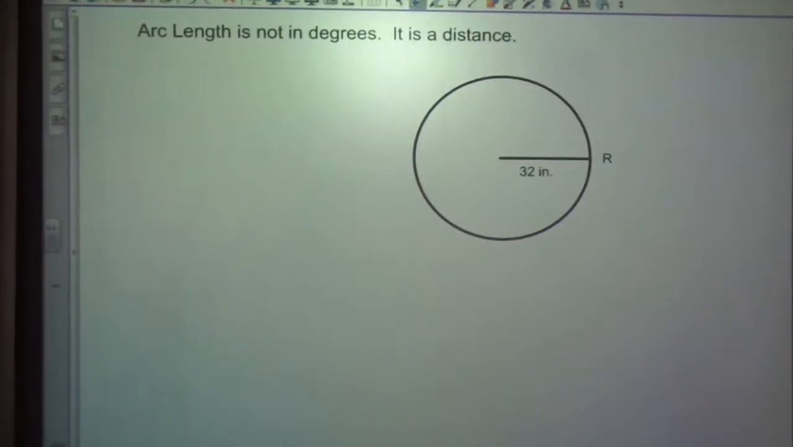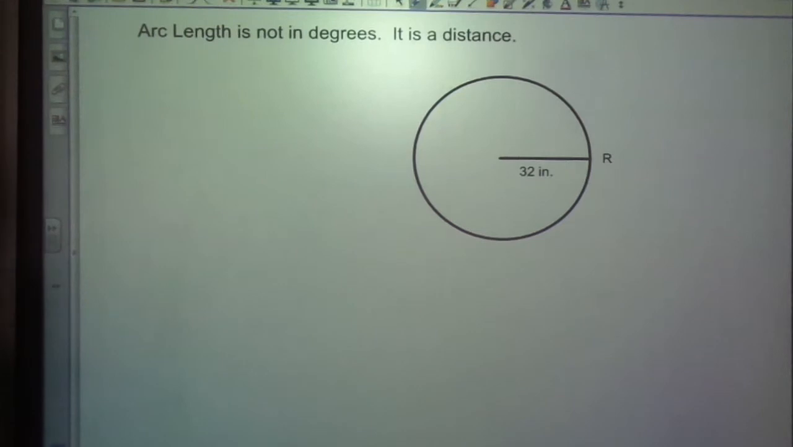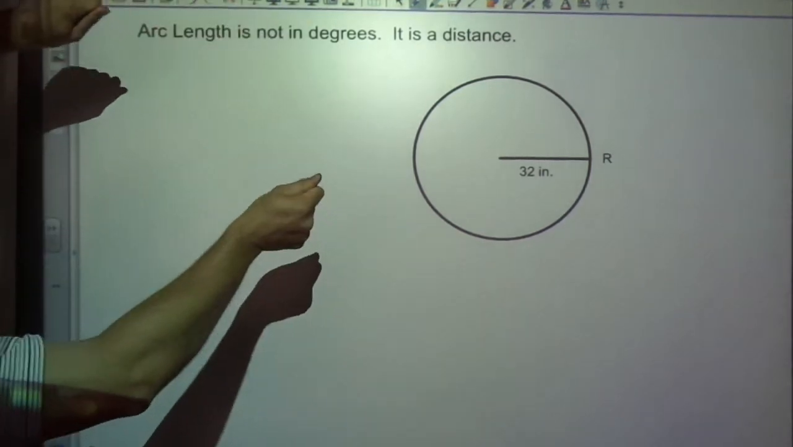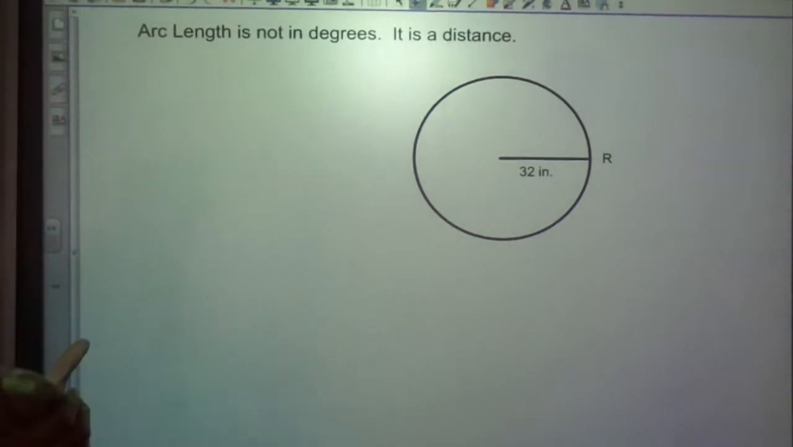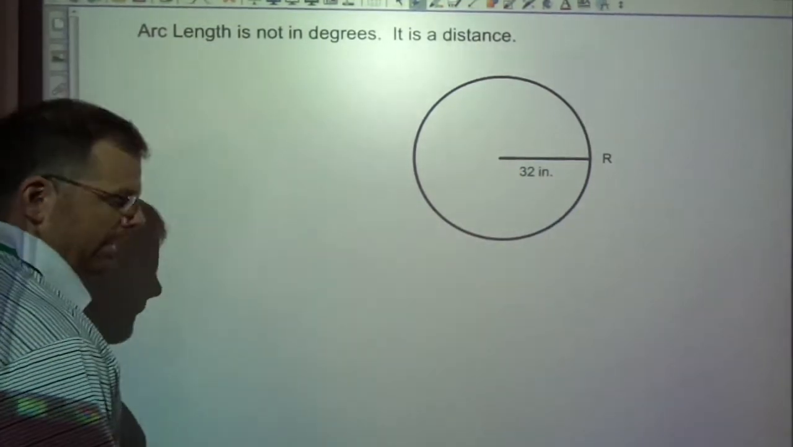Arc length is not measured in degrees, it's a distance. So we're not just talking about what fraction or percent of the circle. Now we're talking about if I had a little string and took that string from here to here, how big would that string be if I measured it? So let's look at a problem like this, where we have the center, the radius here, and a point R over here.